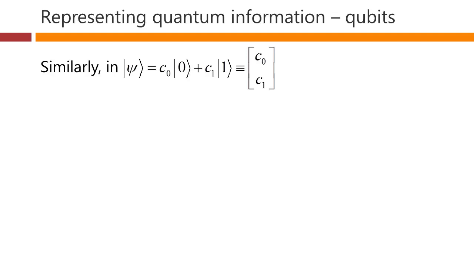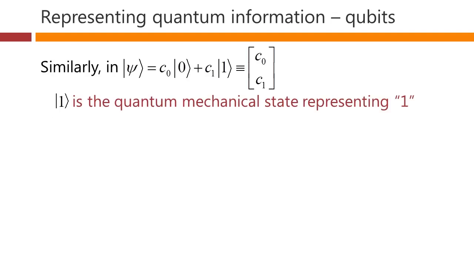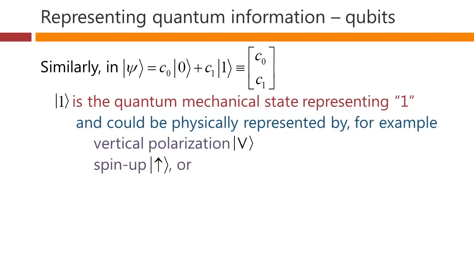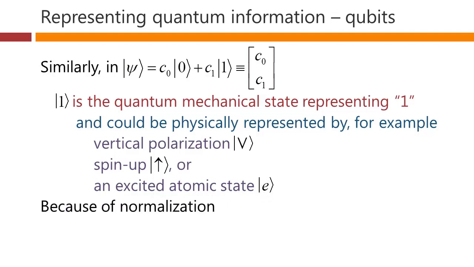And similarly, in this expression, |1⟩ could be the quantum mechanical state representing our logic 1, if you like, and could be physically represented by, for example, a vertical polarization, or spin up, or an excited atomic state, maybe E. Because of normalization, these two coefficients have to be such that the sum of their modulus squareds adds up to 1.